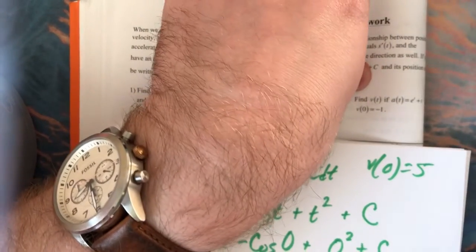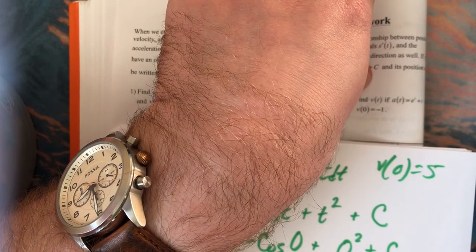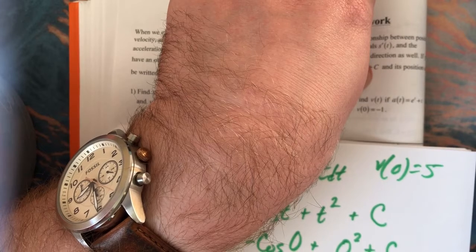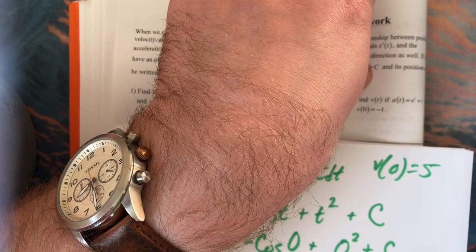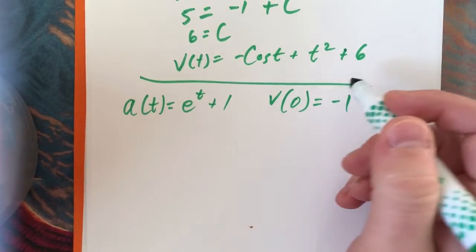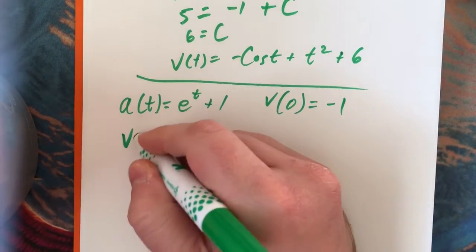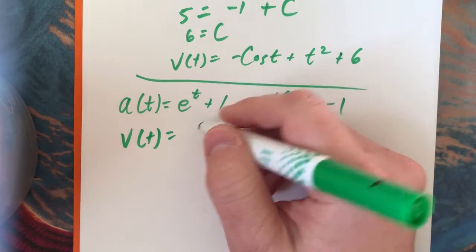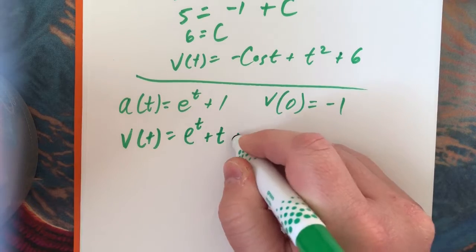And I'll do the last one. Number 3. So 3 says a of t is equal to e to the t plus uno. We know that v naught is negative 1. All right. So in this one, again, if we take the integral of both sides, the integral of acceleration is velocity. And over here, the integral of e to the t is e to the t, it doesn't change. That changes to a t. Then we have a plus c.